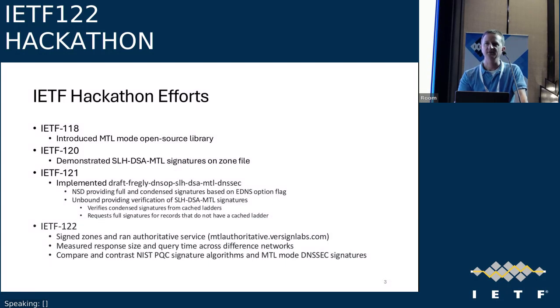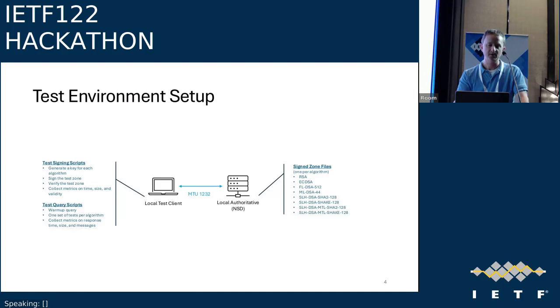since this location is different than some of the other places we're running them. We can kind of see what the network impacts were versus the zone specific impacts. So this is the setup. We had test clients. They were using an MTU of 1232 bytes, and they were querying to an authoritative server.